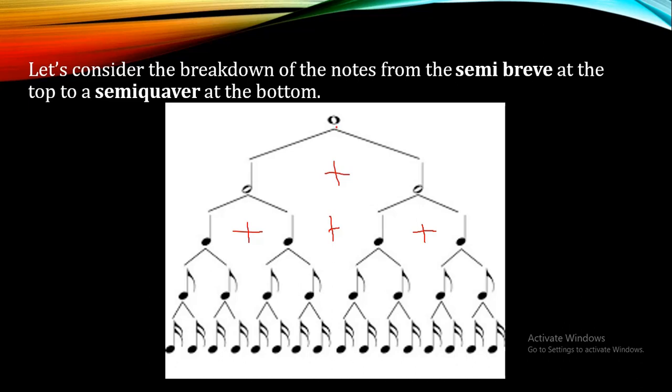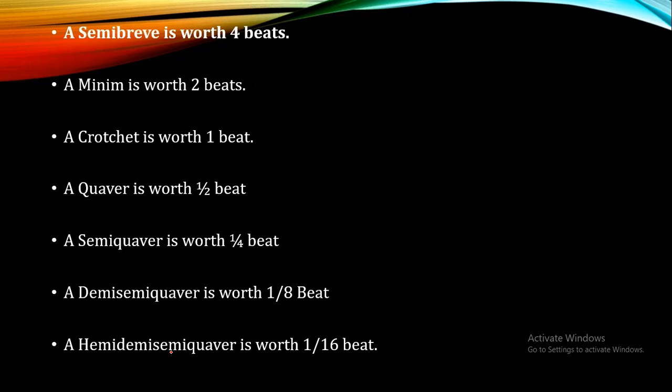Remember, this is like a breakdown. You need 2 minims to give you 1 semibreve, which means you need 2 crotchets to give you a minim. You need 2 quavers to give you 1 crotchet. You need 2 semi-quavers to give you one what? To give you 1 quaver. And you need 2 demi-semi-quavers to give you 1 semi-quaver. A semibreve is what? 4 beats.